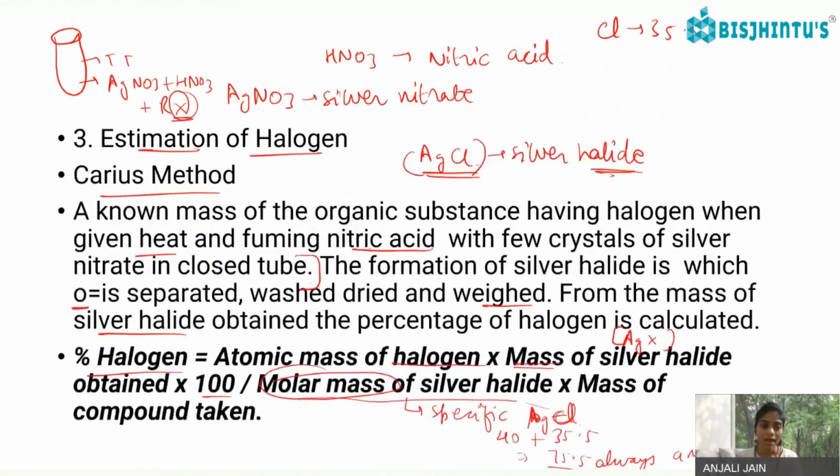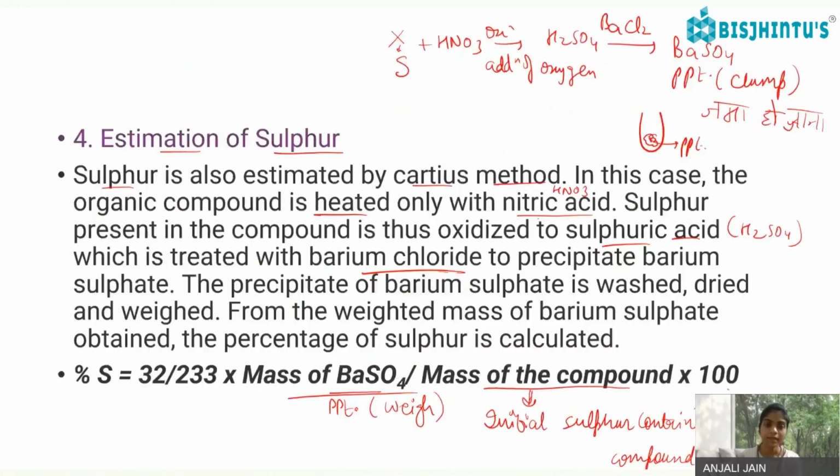Then estimation of halogens can be done by Carius method. But bromide and iodide cannot be easily determined, as iodide has solubility in silver nitrate solution, and sometimes extra iodide is formed. That is why silver chloride or halides are determined by Carius method, except for iodine. Then sulfur estimation is done by the Carius method only.